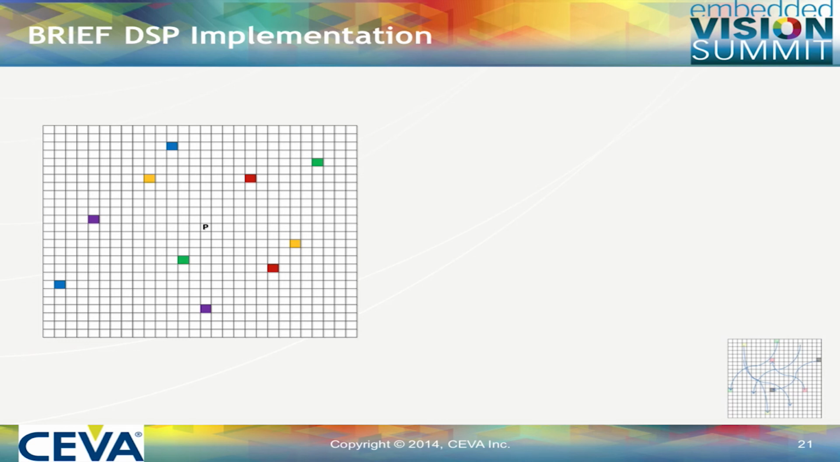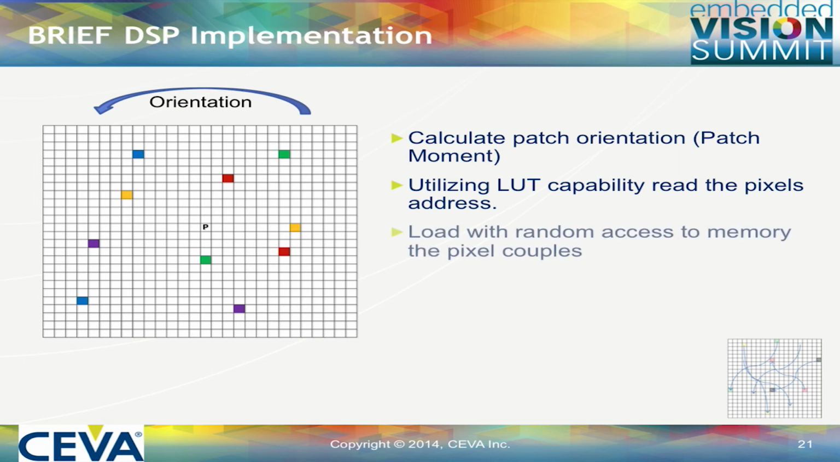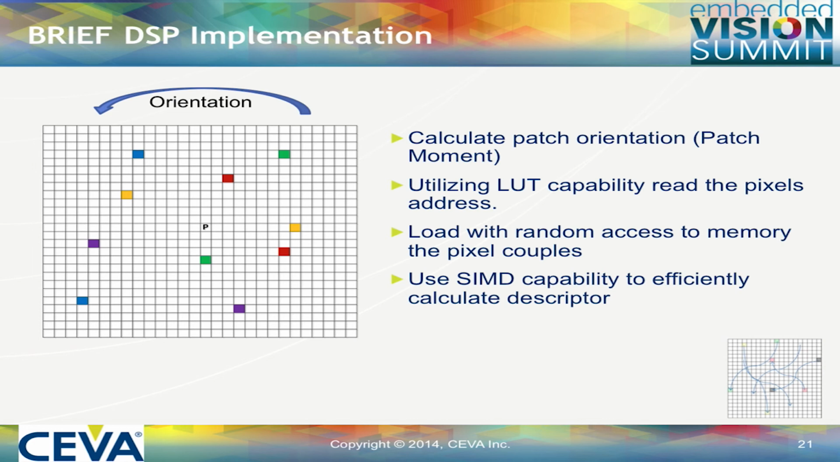So the solution with the DSP is to calculate the orientation and then go to a lookup table to find at which addresses the bytes are located. I go with these addresses, and in random access fashion, I load these bytes to the vector and go back to SIMD efficiency.